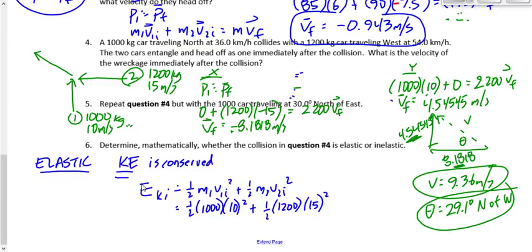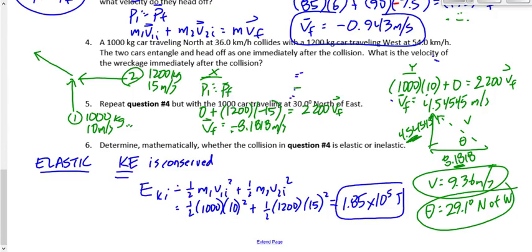Oh, but wait, 15 is to the west, right? Should I make that negative 15? No, because we're talking about kinetic energy. It was important up here for momentum. It's not down here for kinetic energy. I solve for EKI, by the way, it works out to be, can't read my writing there, but I think it's 1.85 times 10 to the 5.